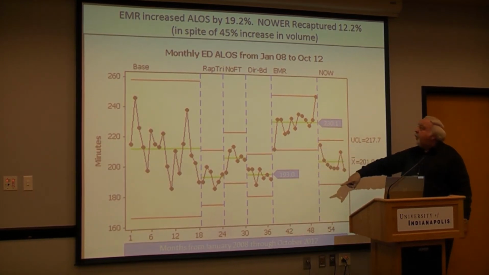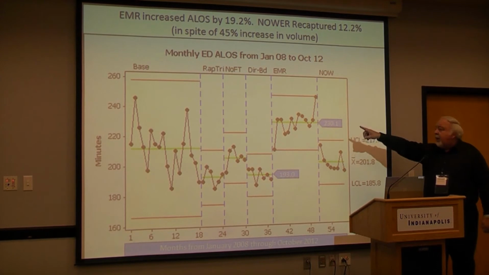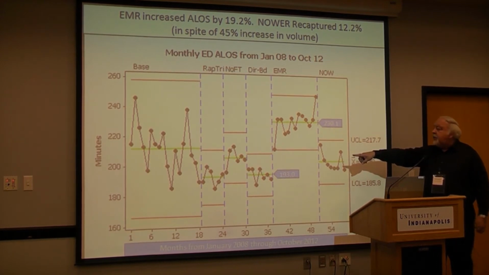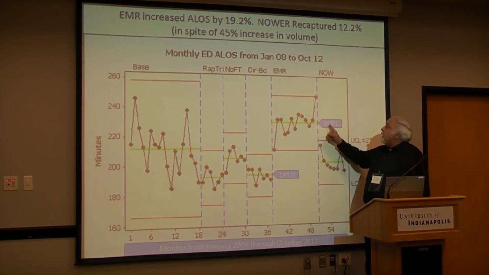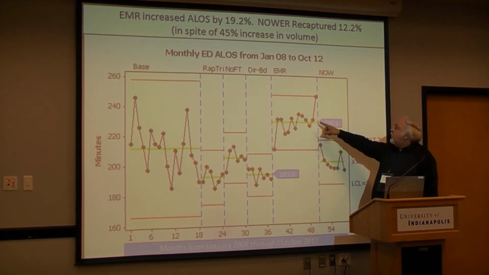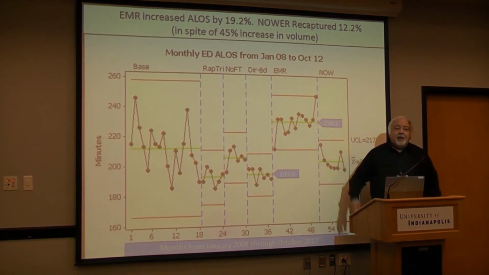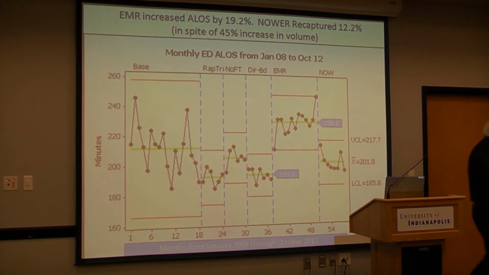So the third period, it went back up. Then we tried another trick or two, and it changed the process and got it back down. But look what happened from here at 193 minutes average length of stay to here at 230. You know what this was? Electronic medical records. The electronic medical record came in and changed the way you do business and slowed us down.